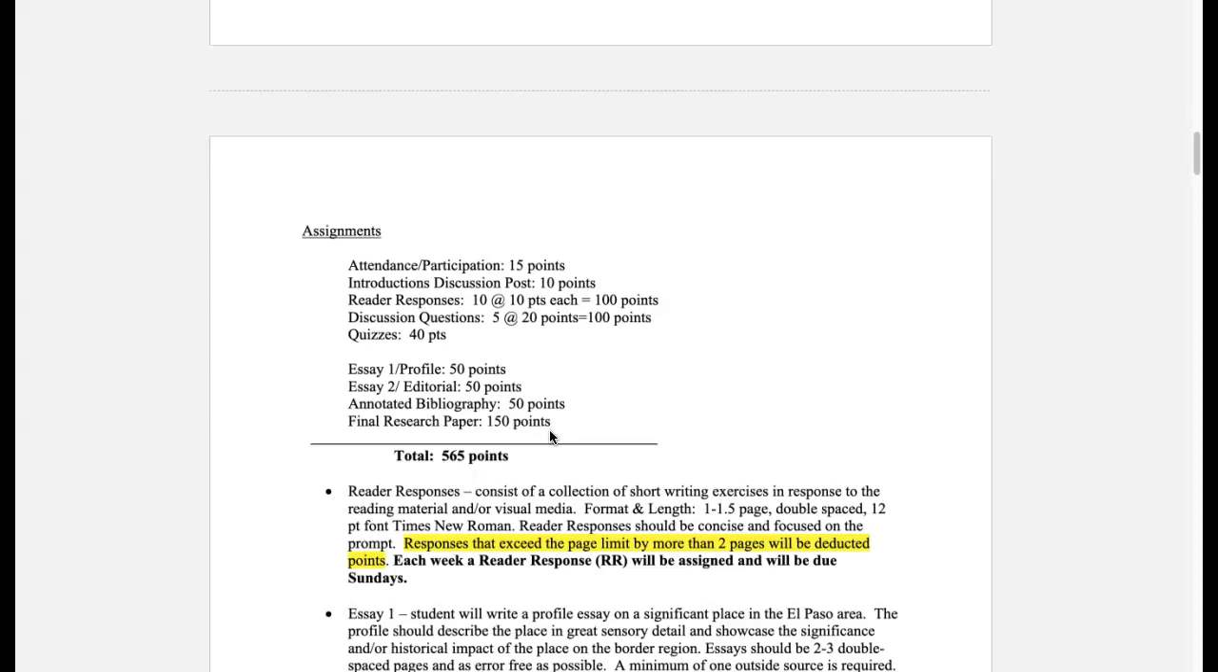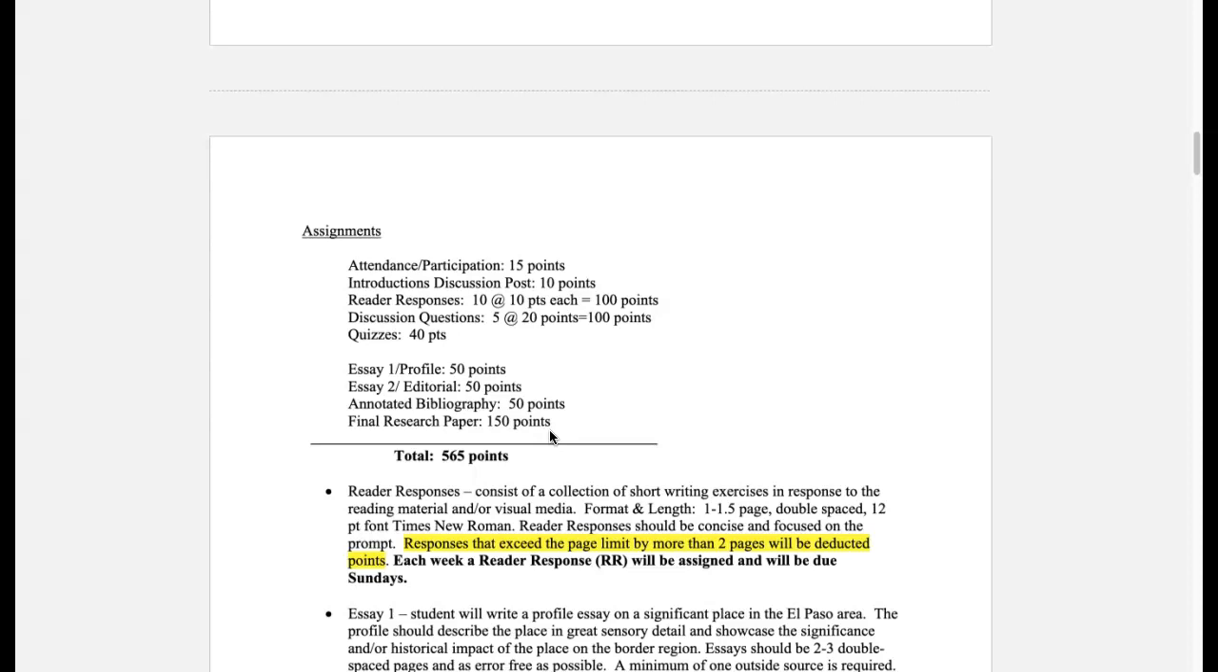However, if you're not familiar with the border area at all, your best bet is going to be to Google a specific location. Like, for example, you can Google the Plaza Theater and you can look up pictures and you can do research on it. That way you can write the profile essay on that specific place.